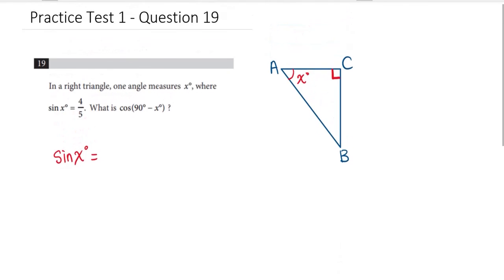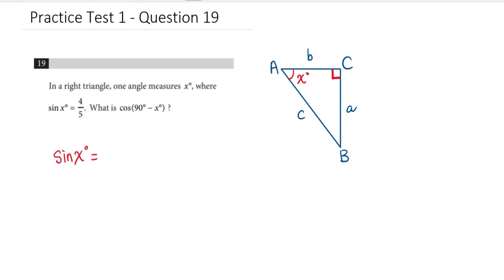Okay, so I'm going to call the side length AB as C, because it's opposite to the angle C. And side CB as a side length A, I'm going to use a lowercase a. And the last one B, because they're opposite to the angle ABC.